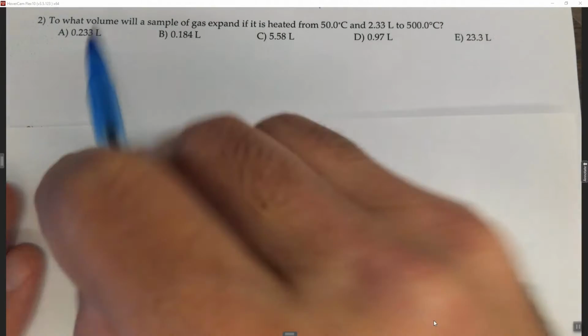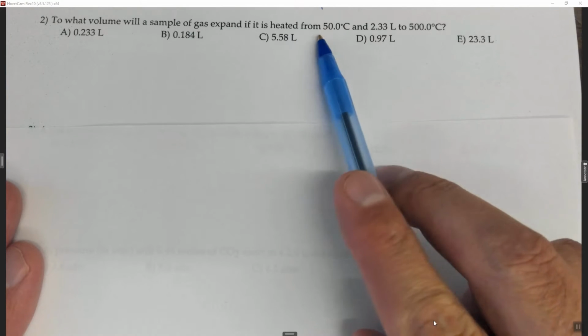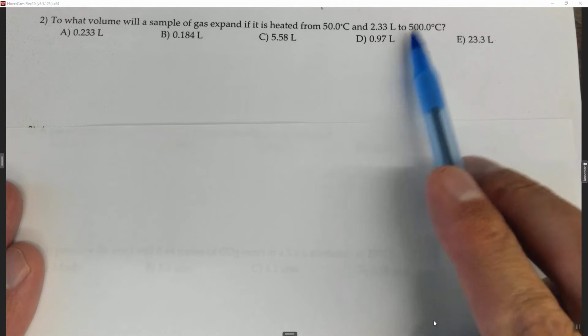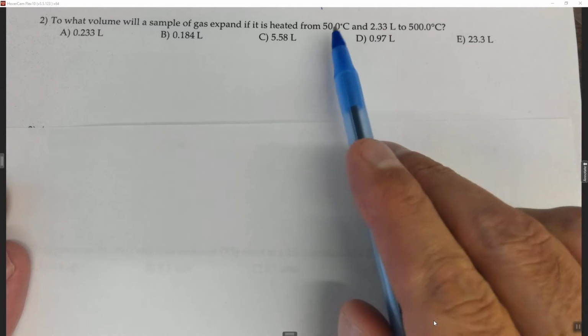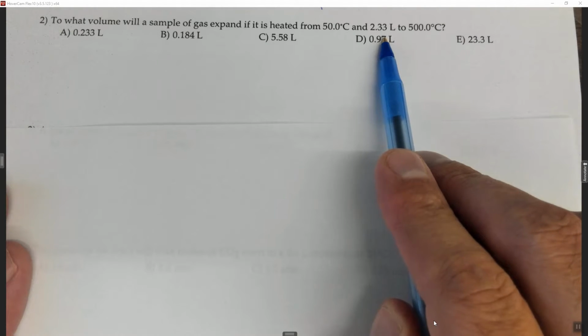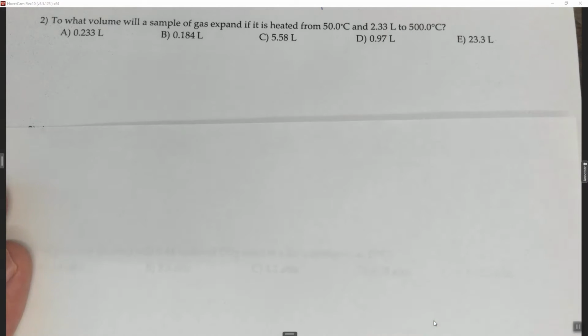All right, so question 2 says, to what volume will a sample of gas expand if it is heated from 50 degrees C to 500 degrees C, starting at 2.33 liters? So in this case, we're relating the temperature and the volume. We're assuming that the moles of the gas inside the container is constant. We're also assuming the external pressure is constant. So we're not going to use the ideal gas law here. We're actually going to use Charles' law, which relates temperature and volume.